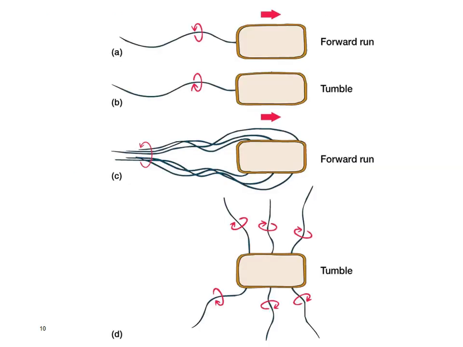This figure illustrates the relationship of flagellar rotation to bacterial movement. In A and B, we can see a forward run and a tumble by a bacterium that has a single flagellum. In C and D, we can see the same forward run and tumble depending on the direction of rotation of the flagella, and this bacterium has several flagella.